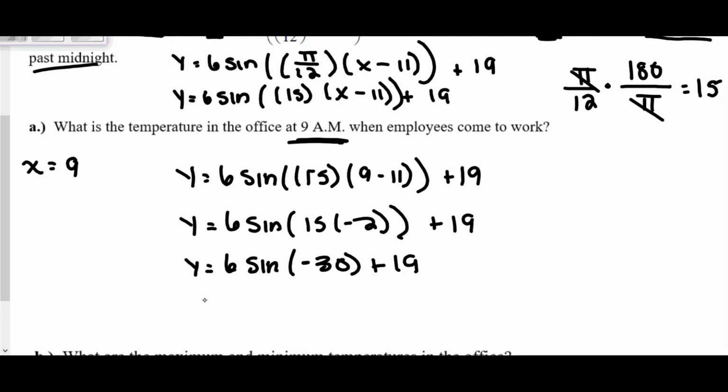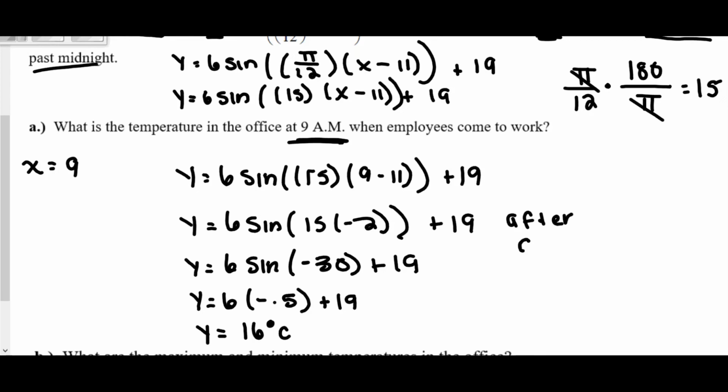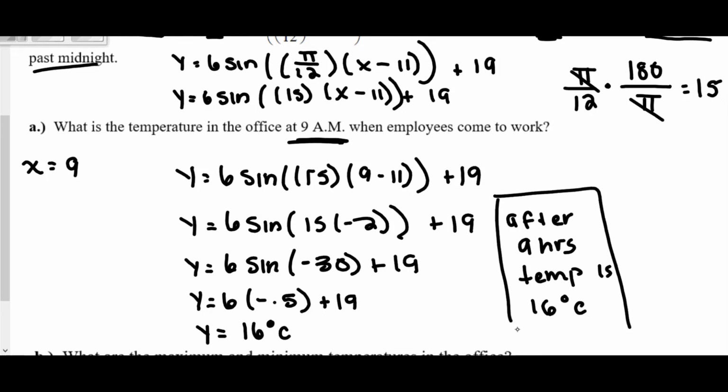So the sine of negative 30 is just negative 1/2. So 6 times negative 0.5. All I did was just put the sine of negative 30 into my calculator, plus 19. So the temperature after 9 hours is 16 degrees Celsius. So after 9 hours, temp is 16 degrees Celsius.